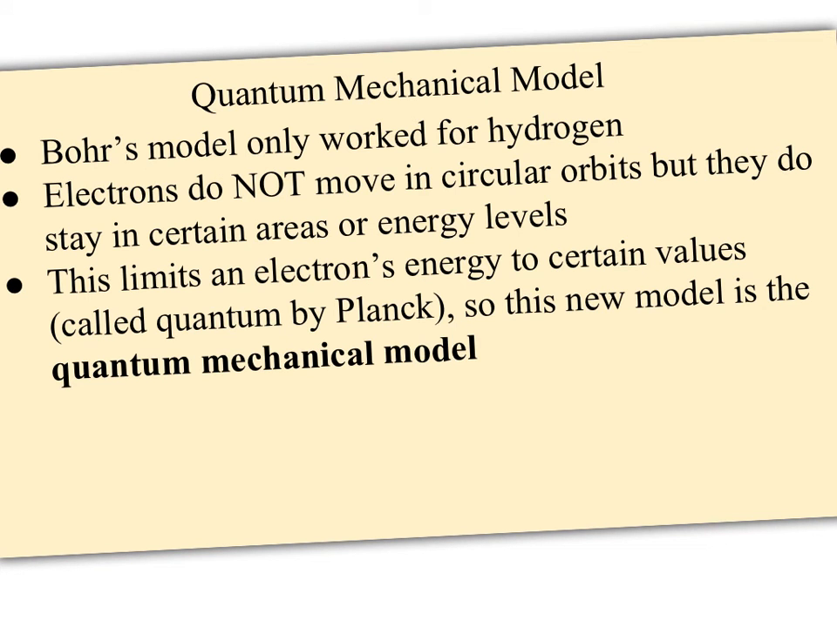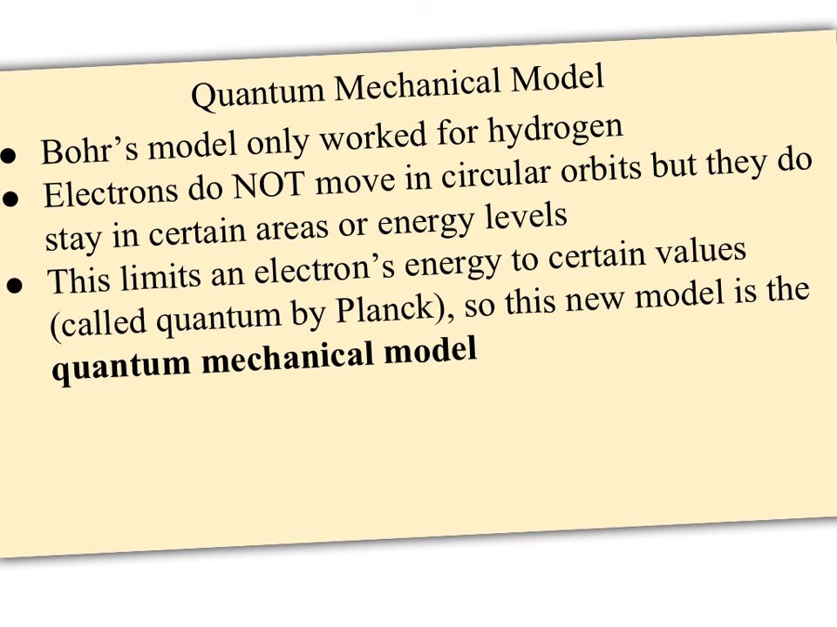So what this all has to do with the quantum is that eventually scientists realized that Bohr's model only worked for hydrogen. And that's because electrons don't actually move in circular orbits, but they do stay in certain areas or energy levels. So Bohr had the big idea right, but he had some of the details wrong. But again, it fits in with Planck's idea of the quantum that an electron's energy is going to be limited to certain values because, again, it has to take a step. It either moves from energy level 3 up to energy level 4 or moves from 5 back down to 4 or 3. But it can't be in between. It has to take a full step or a full quantum.